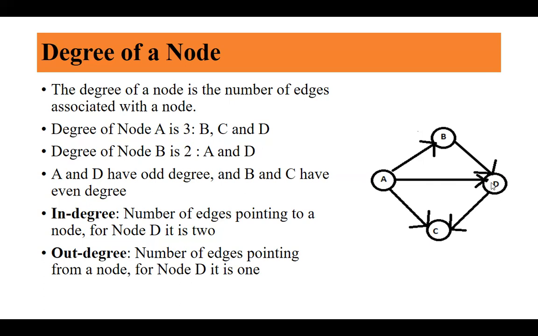And if you look at D, how many edges are coming to D? There is an edge coming from B and an edge coming from A. So in degree of vertex D is 2 and out degree of vertex D is 1. There's only one edge going out from D and it's going to C. Fine. So the concept of in degree and out degree is clear.